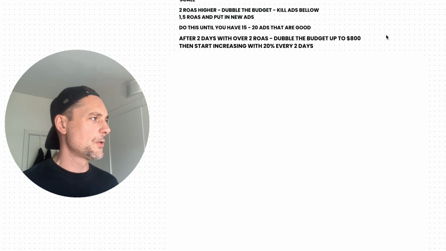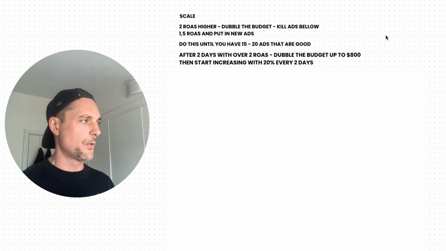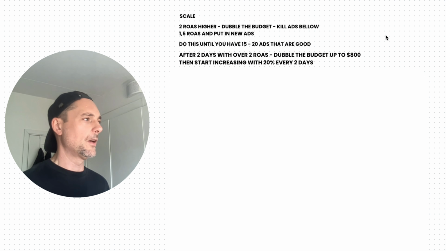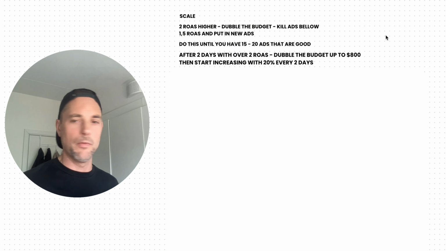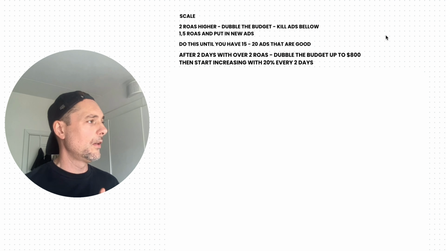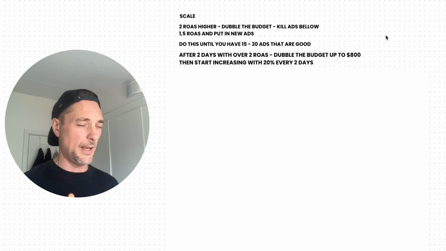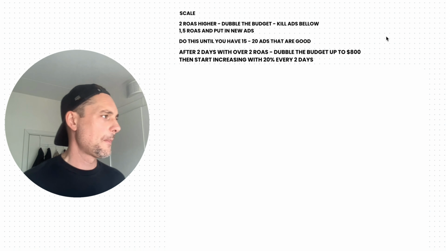So after 2 days, with over 2 ROAS, you double the budget again, and you do this up to $800. Then you start increasing with 20% every 2 days. Because you can't go from 800 to 1600, then your campaign will flip out. So it's okay to go up to 800, but then you need to start doing it a little bit slower, scaling more slowly. So with like 20% every 2 days.